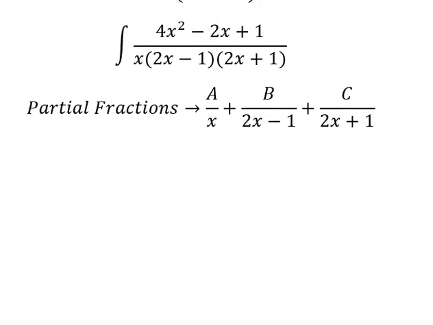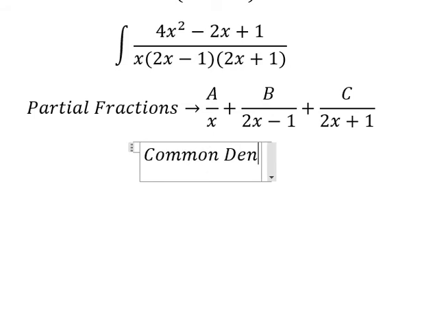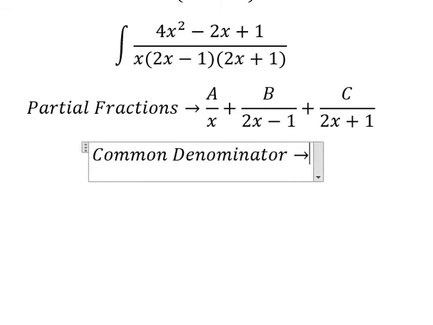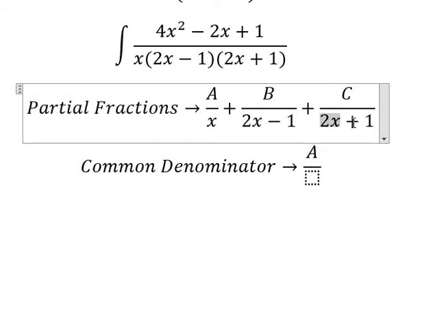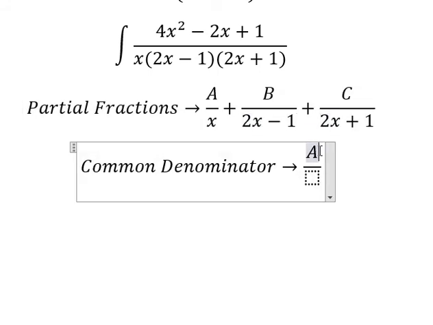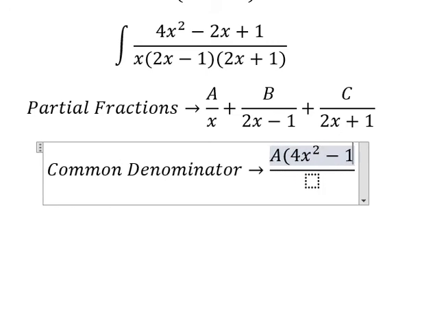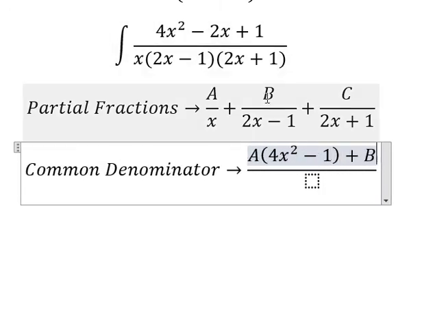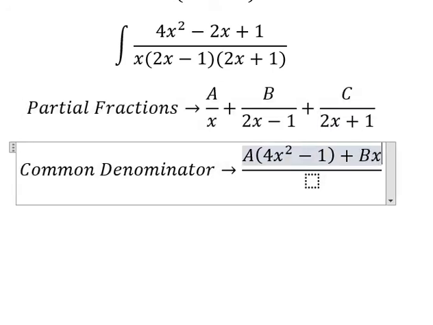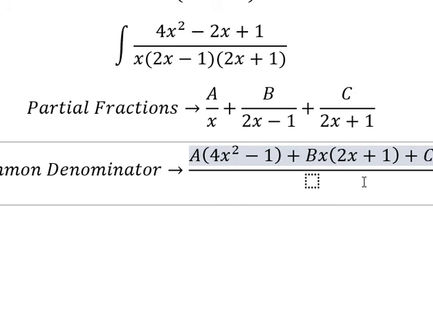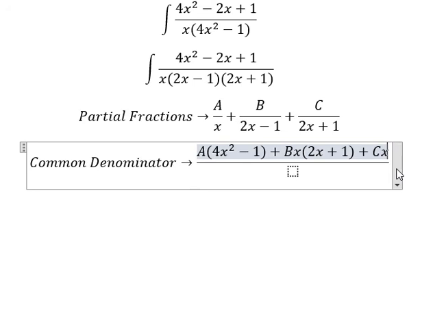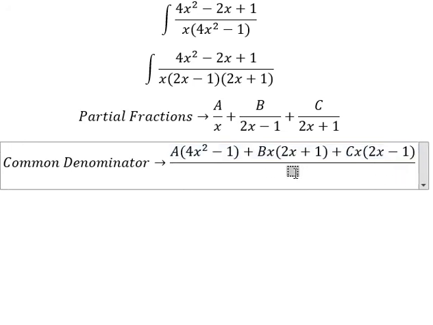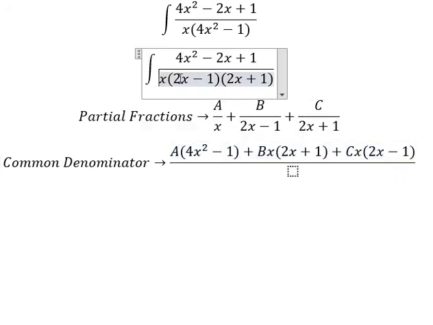Next, we do common denominator. So capital A we multiply with 2s minus 1 and 2s plus 1, so you will get 4s squared minus 1. Capital B, in this situation, we multiply by s and 2s plus 1. And capital C, we multiply by s and 2s minus 1. The denominator will be the same as this one.